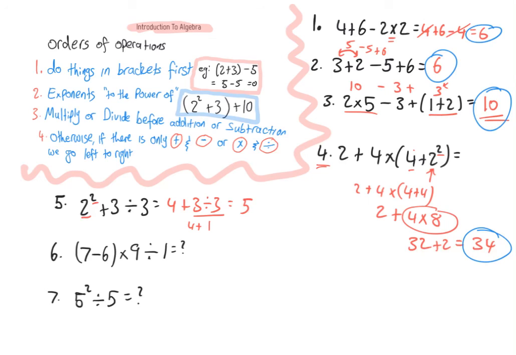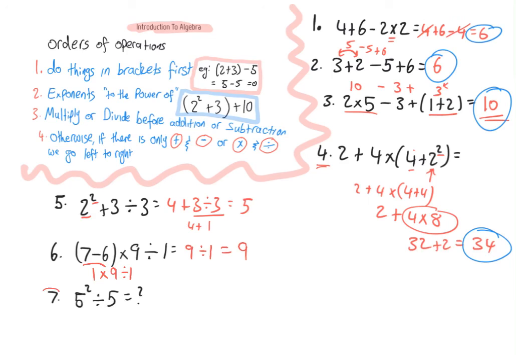Okay, question number 6. 7 minus 6 times 9 divided by 1. Alright, so we do have a bracket, and then we do have multiplication and division. So once we solve what's inside the bracket, we just go from left to right because multiplication and division are in the same rule. So 7 minus 6 is 1, times that by 9, divide that by 1. 1 times 9 is 9, divided by 1 equals 9.